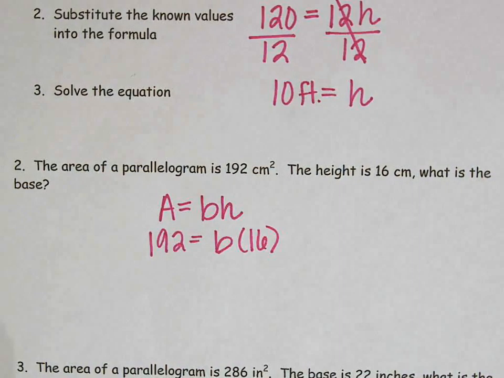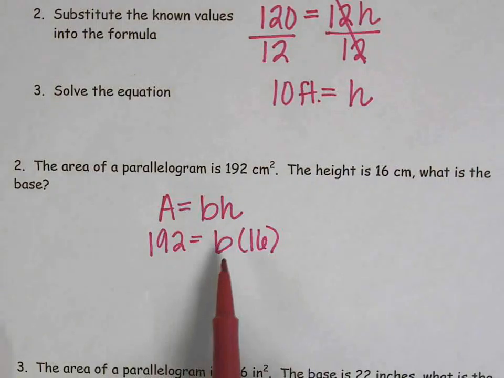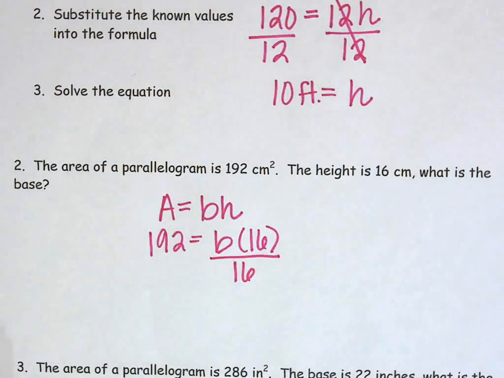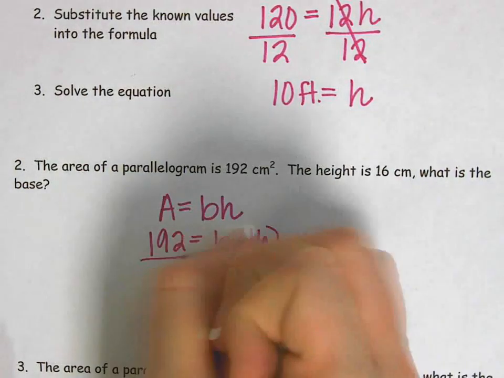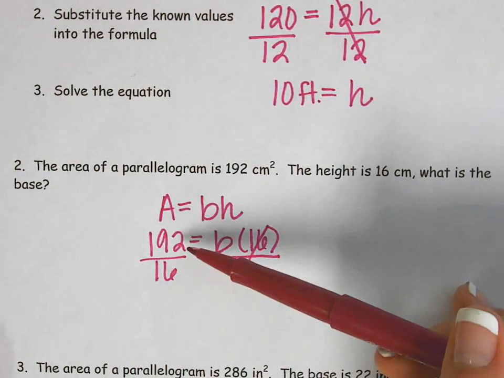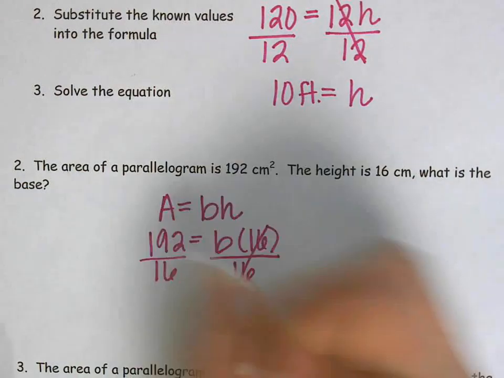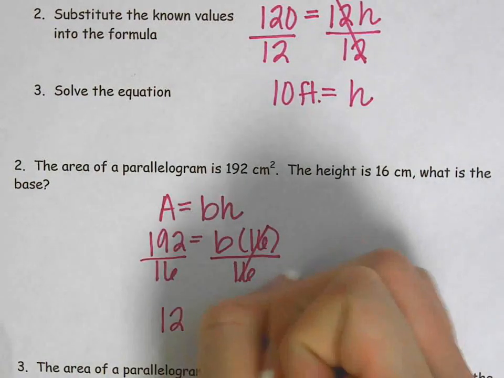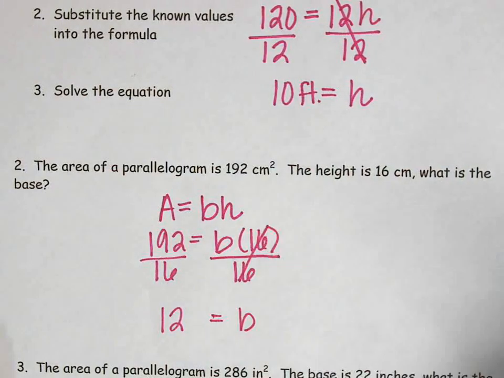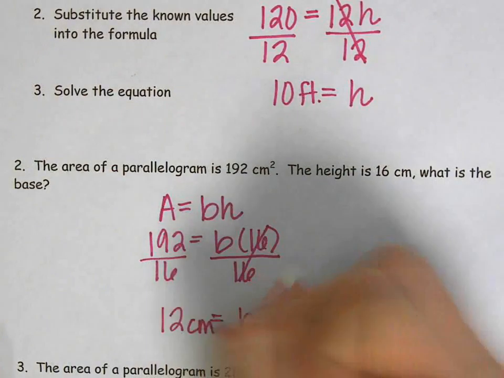Your last step is to solve your equation. So we want to find the base. We want to get b by itself. In order to do that, we're going to need to divide by 16 to undo multiplying by 16, which means we need to divide by 16 on this side. Our 16s are going to cancel out. So what I'm left with is 192 divided by 16, which is 12, equals the base, the length of the base. And since centimeters are our units, we know that the length of the base is 12 centimeters.